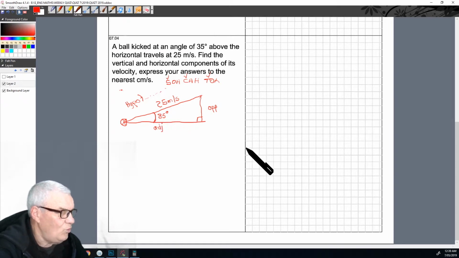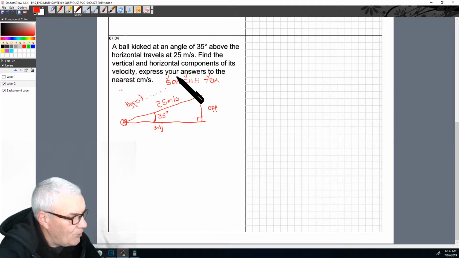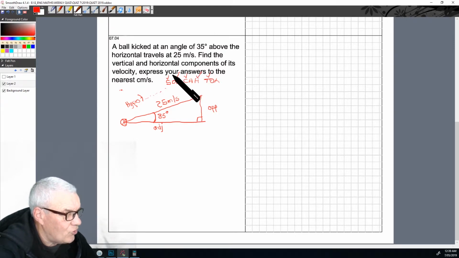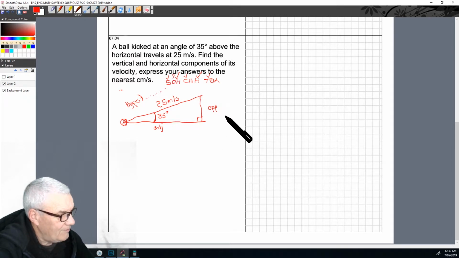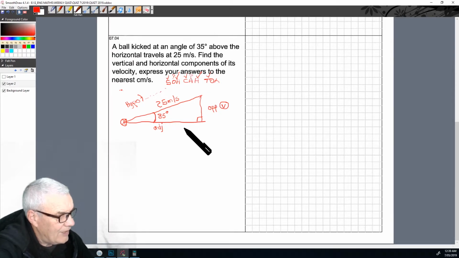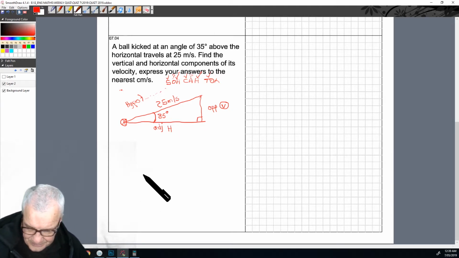So what do we want to find out? Well, we know the hypotenuse, that's 25 meters per second. And what are we trying to find? We're trying to find the opposite, that's the vertical component. And we're trying to find the adjacent, and that's our horizontal component.